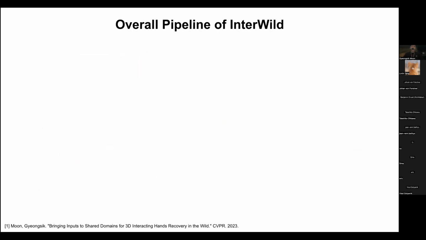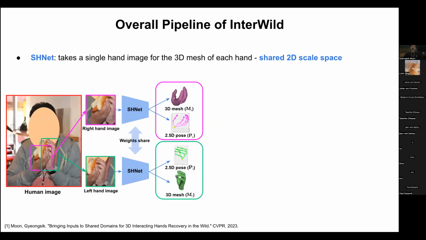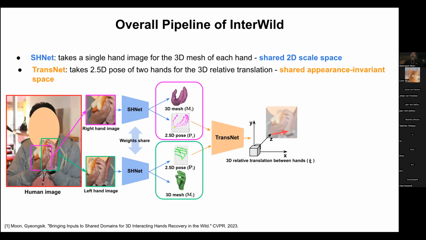Let me show the overall pipeline of our regressor called InterWild. From the human image, we detect hand boxes. And then SHNet takes a single hand image, regardless of whether two hands are interacting or not, so that inputs are in the shared 2D scale space. And next one is TransNet, which regresses relative translation between two hands. And it takes only 2.5D, which is a geometry feature, so that TransNet suffers much less from the domain gap between the InterHand dataset and the InterWild dataset.